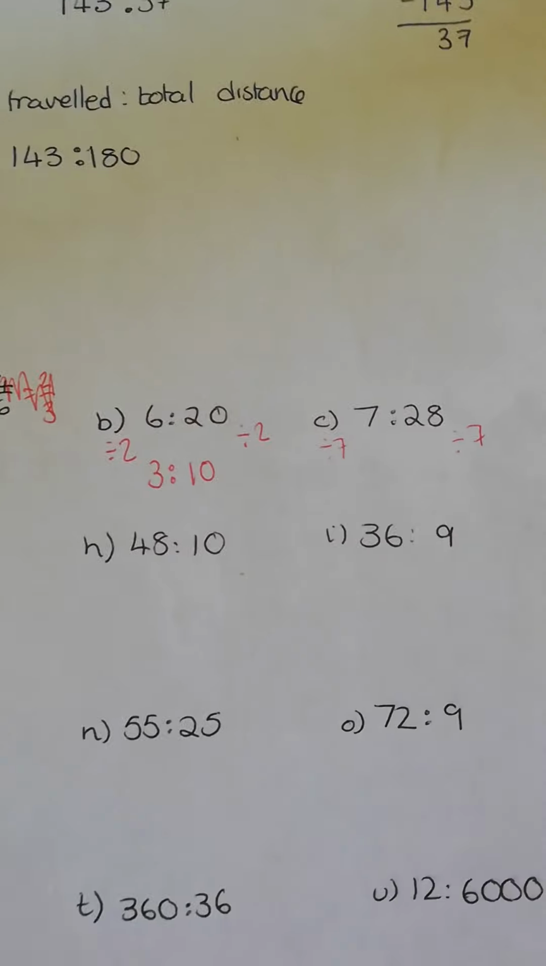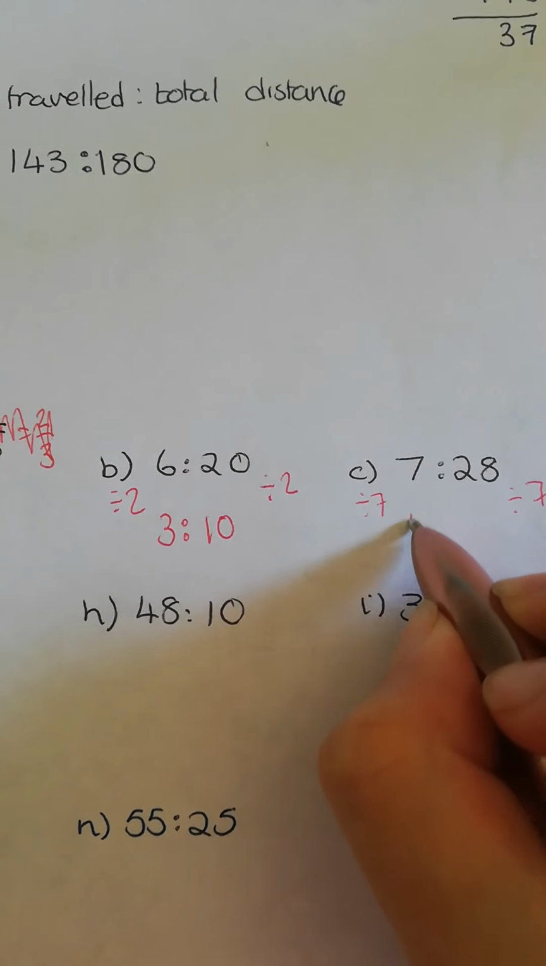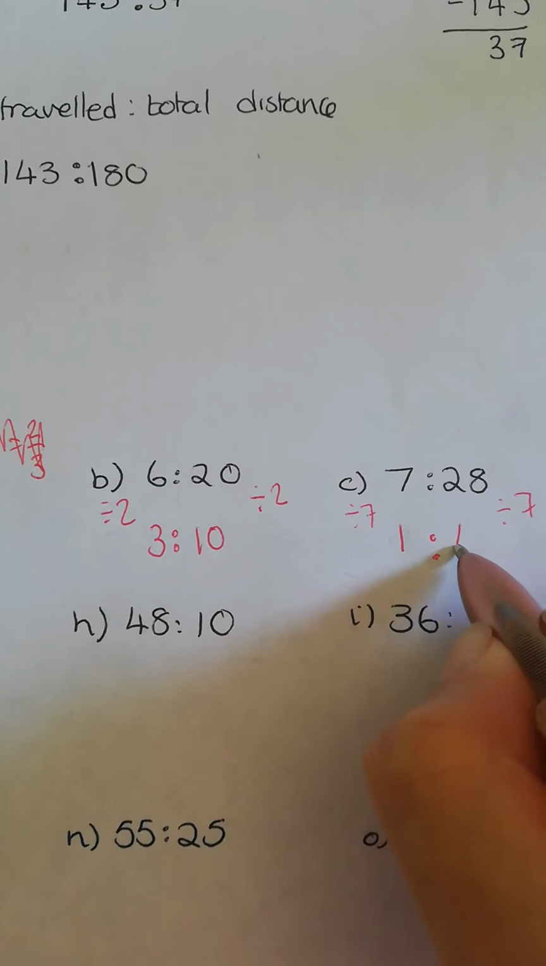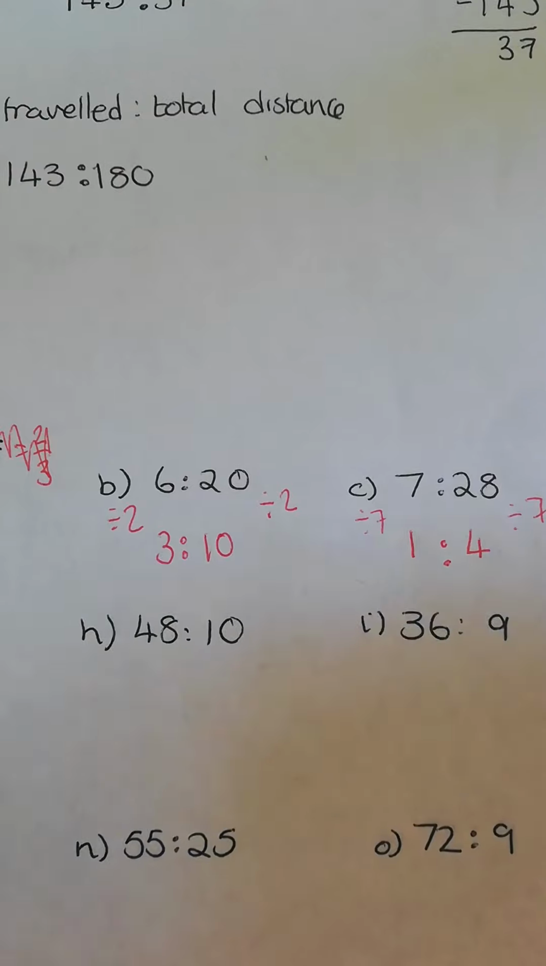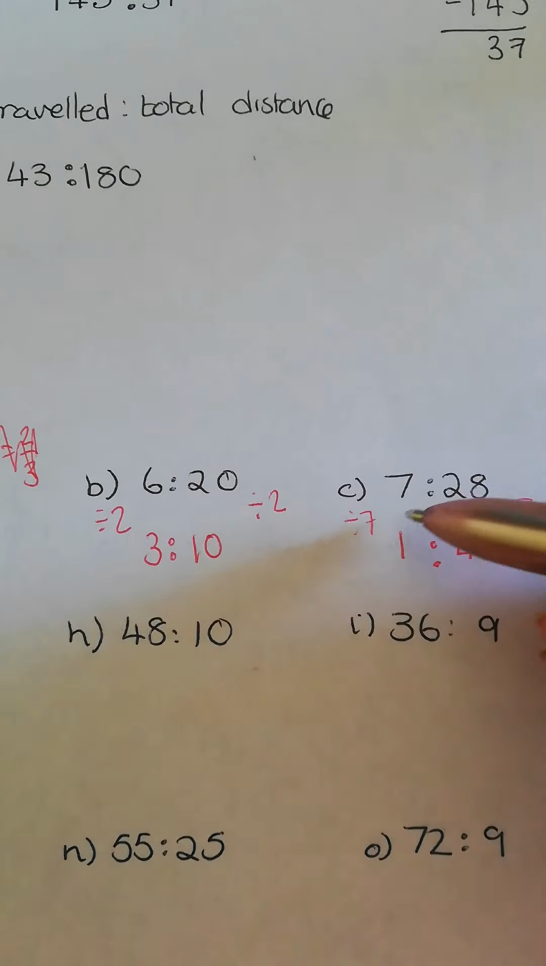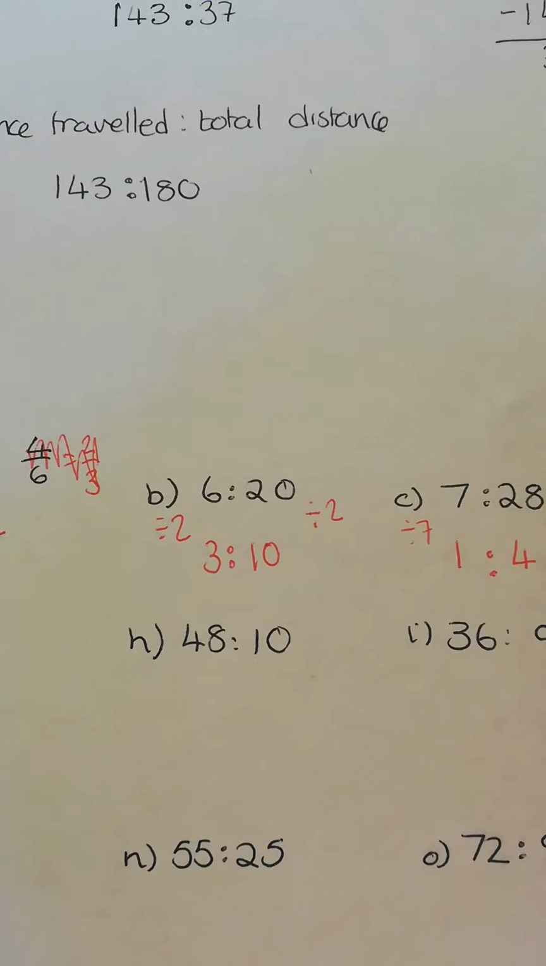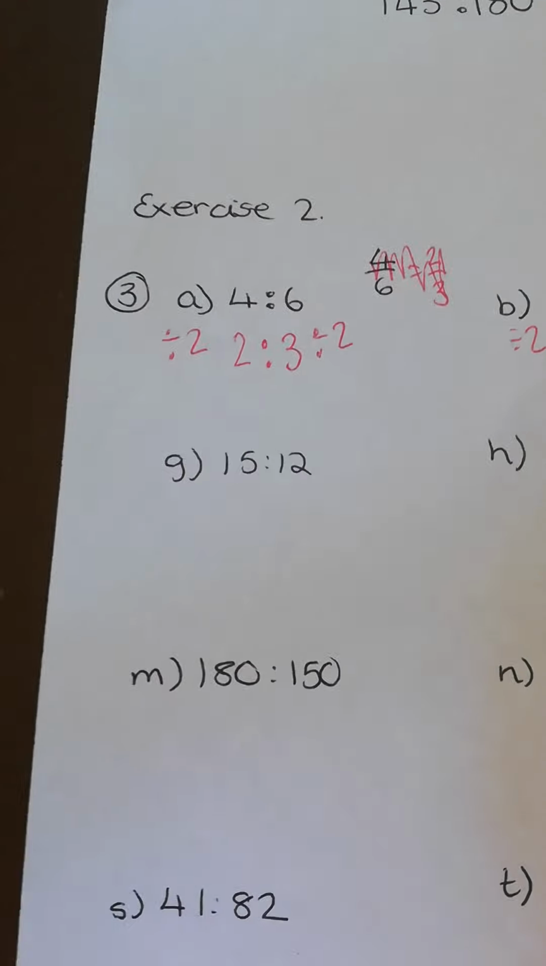Okay. And how many 7's go into 7? Well, one 7 goes into 7. So 7 divided by 7 is 1. And how many 7's go into 28? The answer is going to be 4. And as soon as you've got a 1 here, you know you're fully simplified. It's not going to get easier than that.